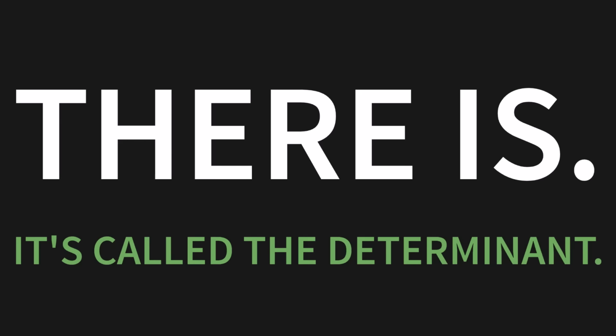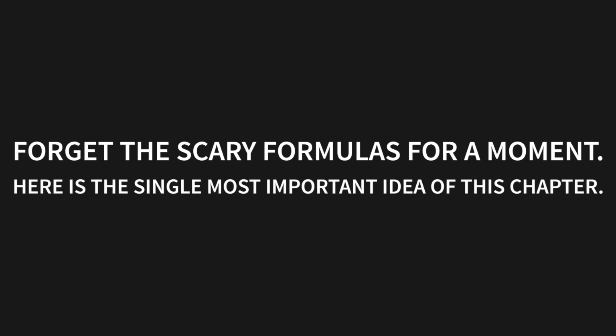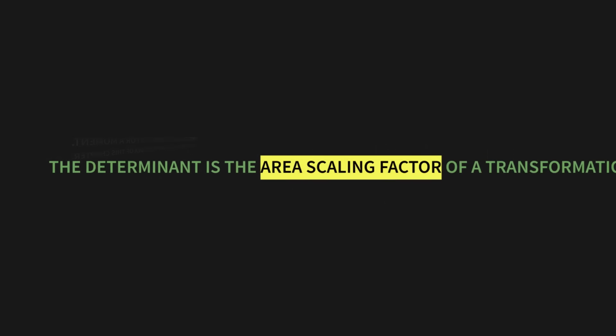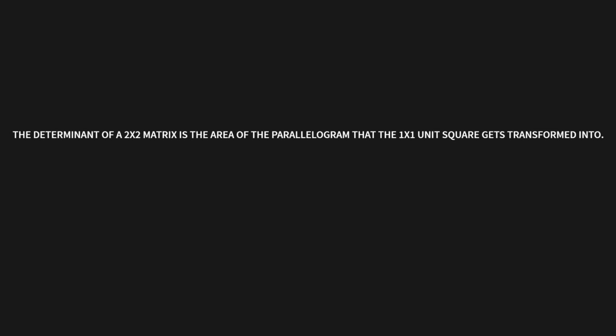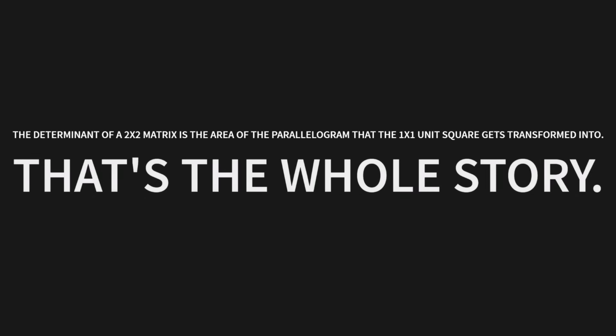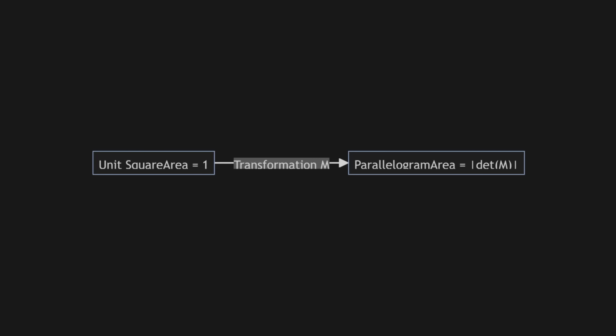It's called the determinant. Okay, forget the scary formulas for a moment. Just for a moment. Here is the single most important idea of this entire chapter. The determinant is the area scaling factor of a transformation. The determinant of a 2x2 matrix is the area of the parallelogram that the 1x1 unit square gets transformed into. That's it. That's the whole story. As you can see in this little diagram, you start with a simple unit square with an area of 1.